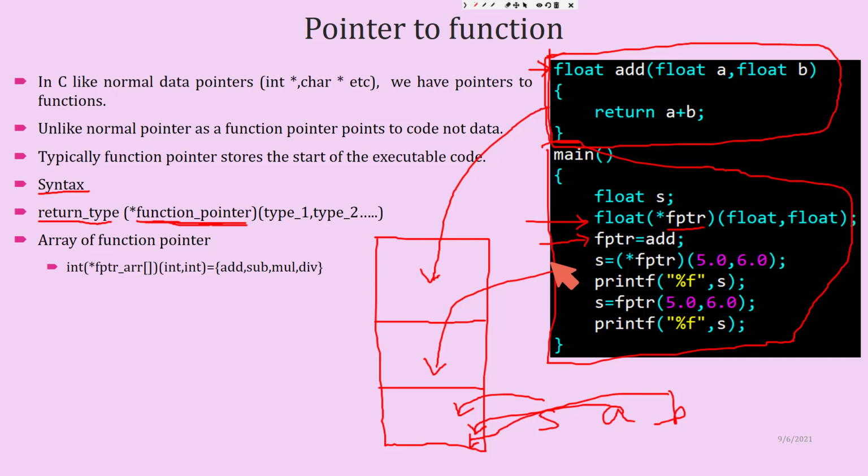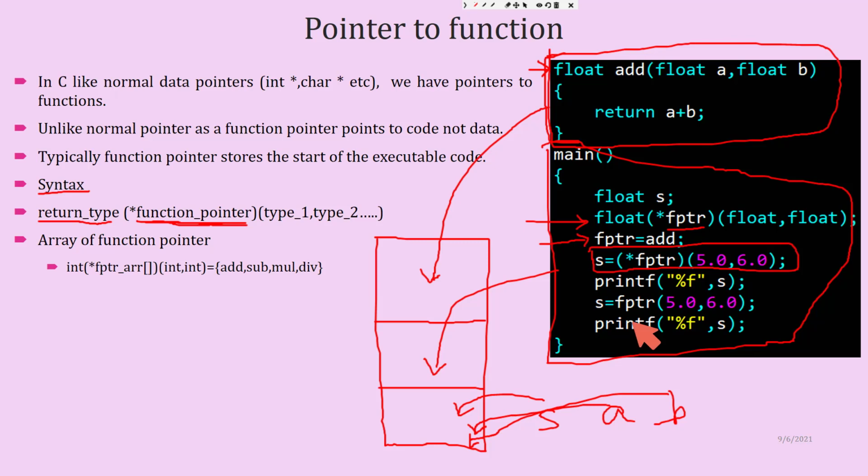Then how to call the function using a function pointer. We all know how to call the function with the help of the function name. We just call add(5, 6). Here, with a function pointer fptr, I have to write it within a bracket along with a star. So (*fptr), again put a bracket, then (5.0, 6.0). This is the way to call a function using a function pointer.